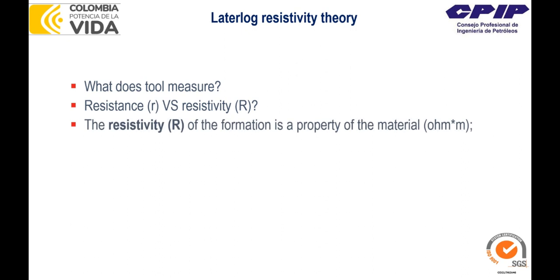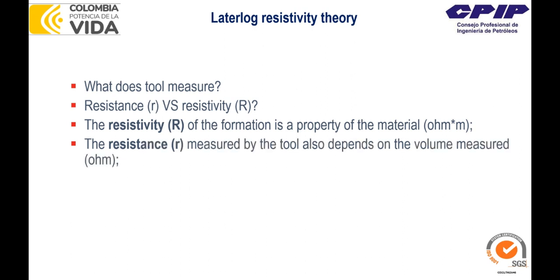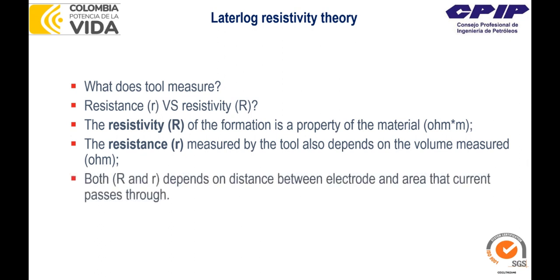So the resistivity of the formation, as I said, is a property of materials in ohm-meters. The resistance measured by the tool depends on the volume measured, and the K factor depends on the distance between electrodes and the area the current passes through. Okay, so let's move further.